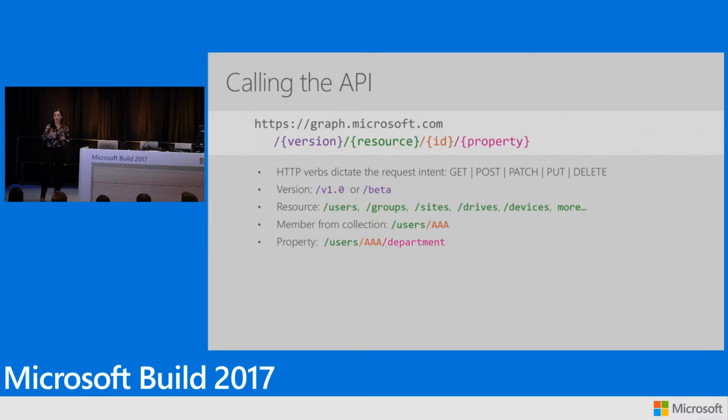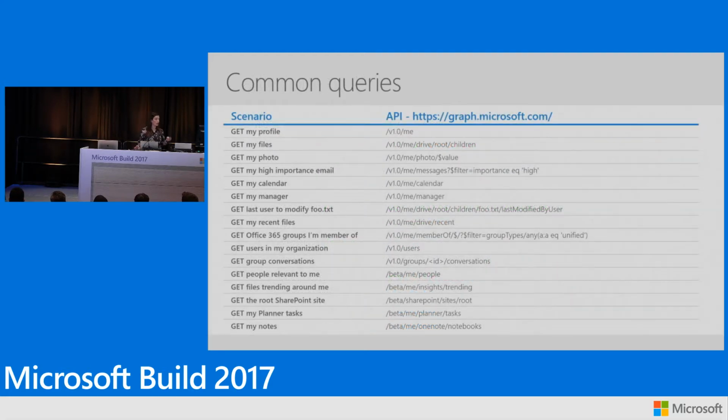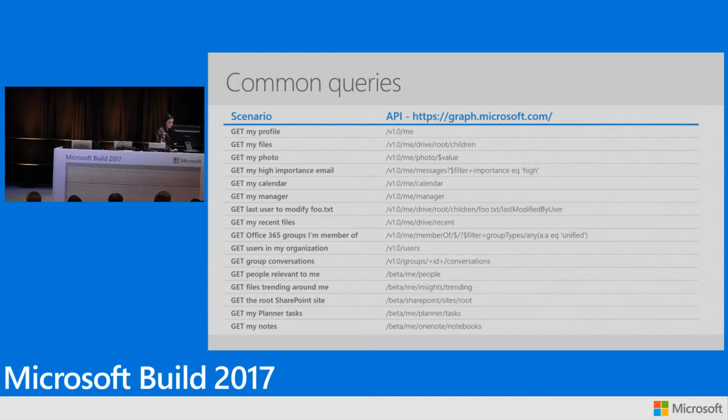So for example, here I have department, or I can do a related navigation to messages or events or files and something like that. And then I mentioned OData query parameters that allow me to shape the request that I get back. Now, here are some common queries, but let's take a look at them in action using the Graph Explorer.